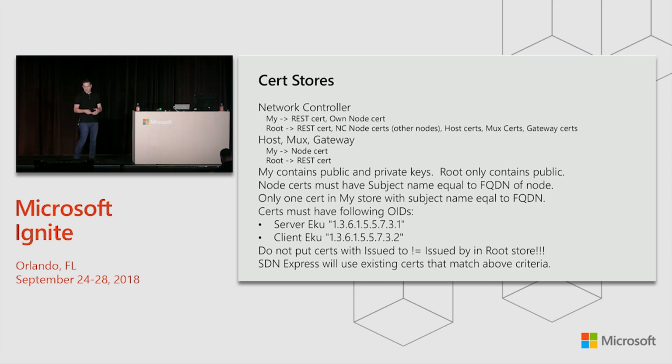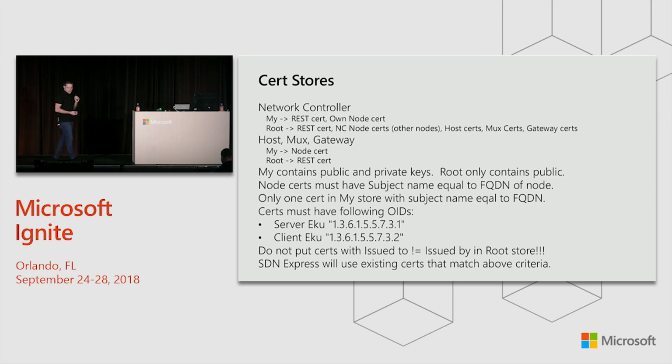In the network controller, you'll pretty much see certs in the root store from every other component because it has to talk to everybody. The other components, the other way around, generally need their own certificate in the My store, but in the root store they only need the REST certificate of the network controller, because that's really the only other component they need to trust. The certificates may contain private and public keys. The root only contains the public key, because you generally don't need the private key there; you're just verifying that what you receive is valid.